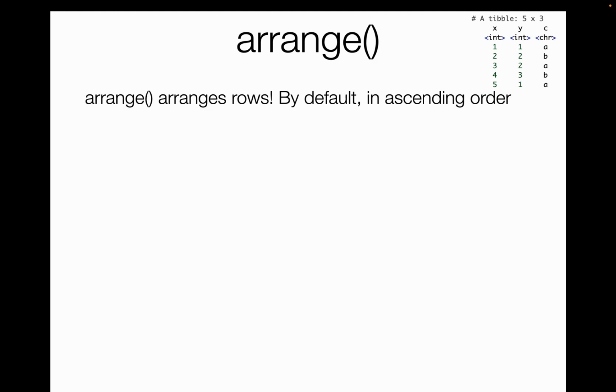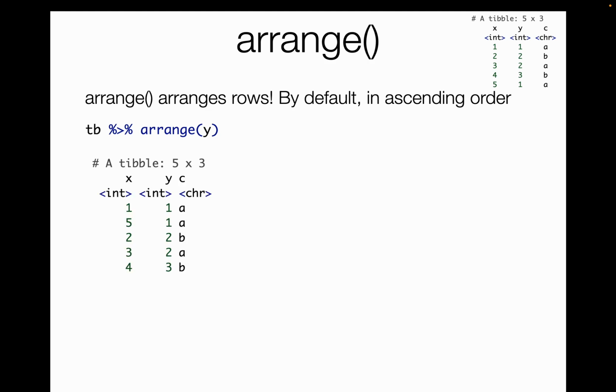Filter. Arrange. Arrange arranges the rows, which makes total sense. By default it arranges in ascending order, so this is like sorting from lowest to highest. If I take the tibble and pipe it into arrange, the first argument is the tibble, the second argument is arrange, so it's arranging Y in ascending order.